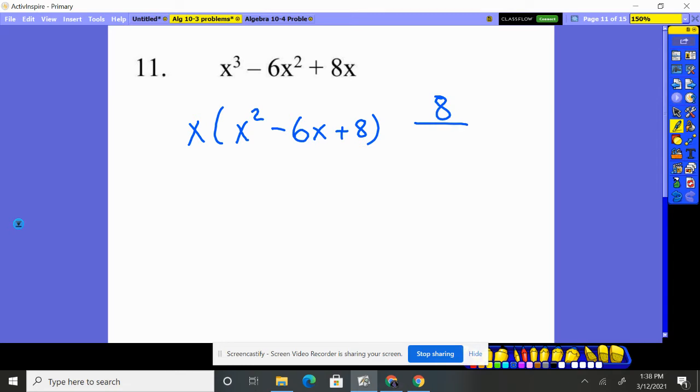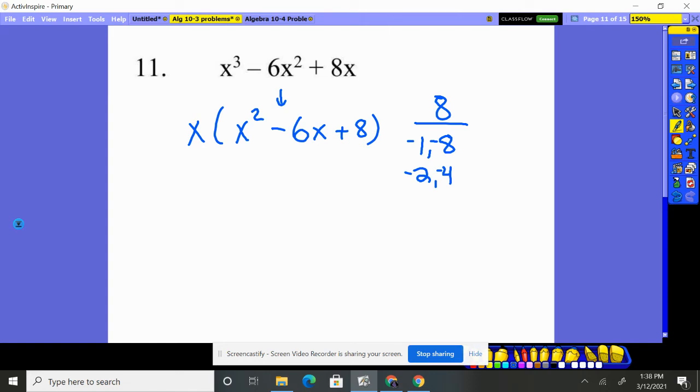For the final piece, the 8, we have to think: what multiplied together gives us 8? It was 1 times 8 or 2 times 4. There's no other options. It is positive. Great. That means either both pieces that multiplied together to give me that 8 were positive or both of them were negative. Since the middle term is negative, these guys both had to be negative. It's the only way it can happen.